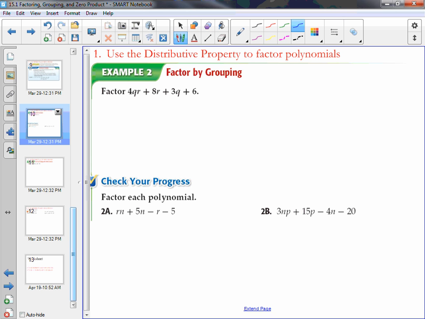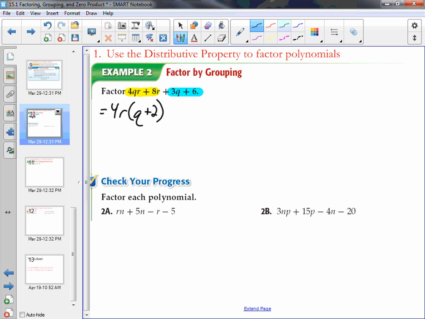Now, hopefully, they've given these terms to us in an order where it's good to factor them. So what we do is we look at the first two terms as a group and then the second two terms as a group. Those first two terms, is there a common factor? What is it? 4 and R, 4R. So equals 4R. Okay, what's 4QR divided by 4R? Q. What's 8R divided by 4R? 2. 8 divided by 4 is 2.